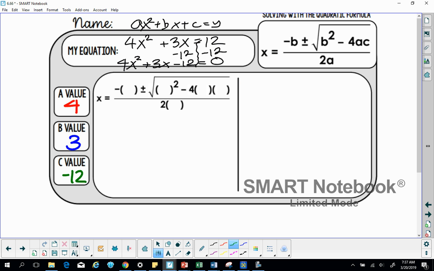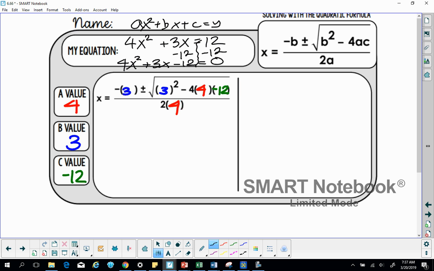Now all you do is I look at it and I go one at a time. I'm going to put all my A's as 4, so A should be right here, and A should be down here. I do all my B's as 3, so right there and right there. And then I do all my C's as negative 12. Make sure you do that negative or else you're going to get it incorrect. Then I'm going to simplify it.